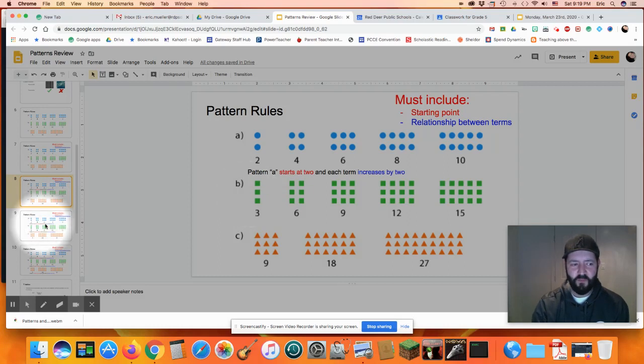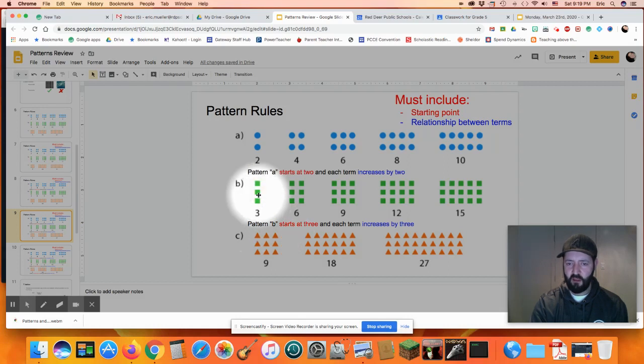All right, here's what I described using the same format as example A. Pattern B starts at 3, and each term increases by 3. 3, 6, 9, 12, 15.